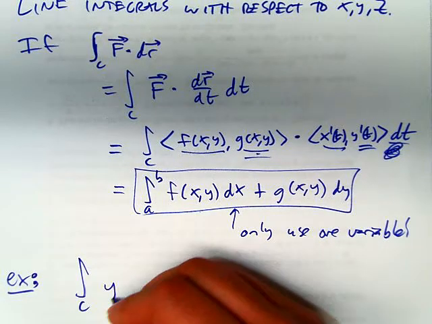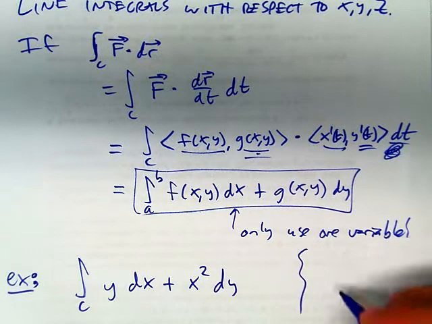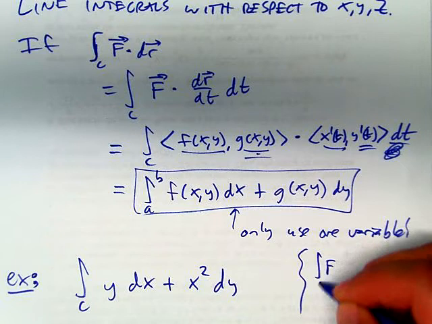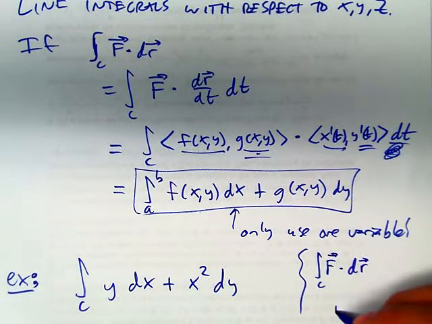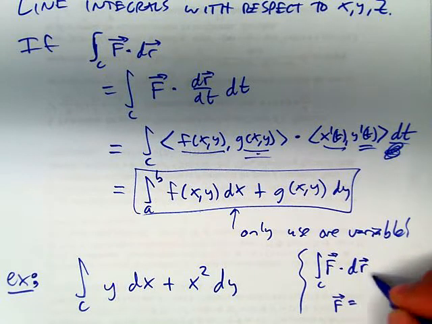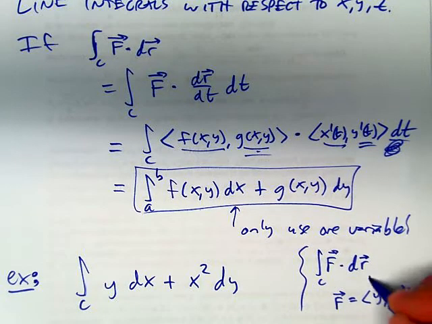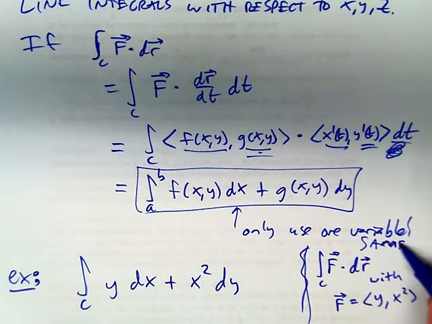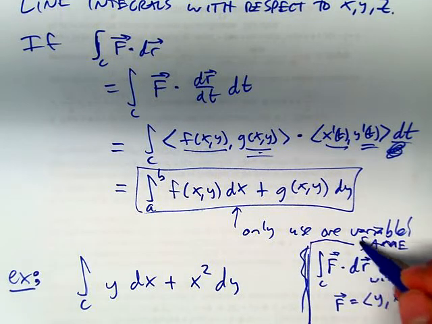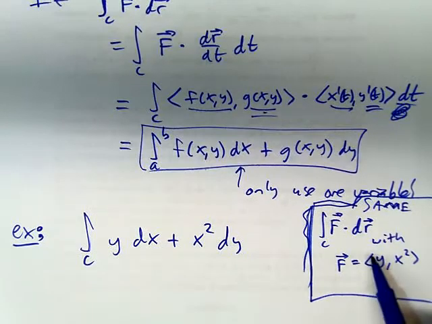Let's say I have the line integral of y dx plus x squared dy, which, by the way, is the same thing as the line integral of f dot dr, where f is the vector field y comma x squared. So just keep in mind that even though it doesn't look like the line integral of a vector field, it is. If you kind of undo the dot product, this is what it looks like.